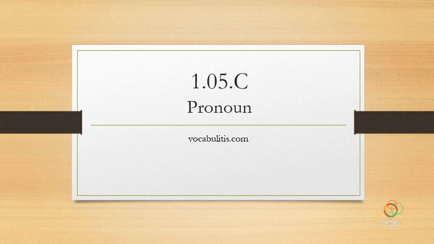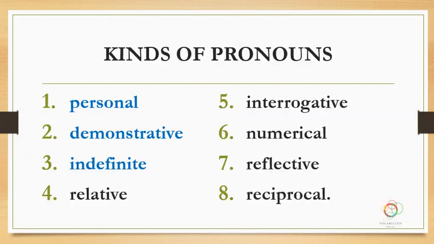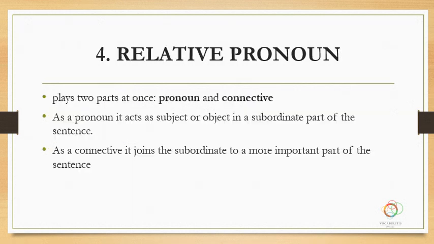Let's talk about pronouns some more. What we've covered so far are the personal pronouns, I, you, he, she, it, and demonstrative pronouns, this, that, these, and those. Indefinite pronouns, all, some, most, those words, right? And we're going to take a look at some of the other ones. Let's look at number 4, relative pronouns.